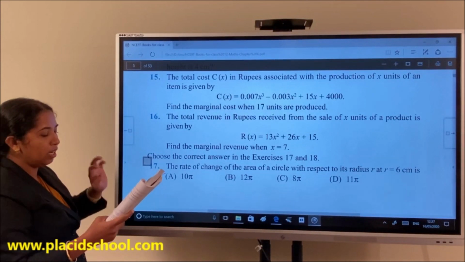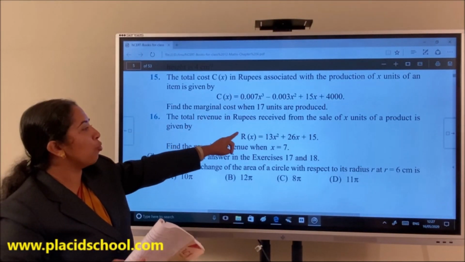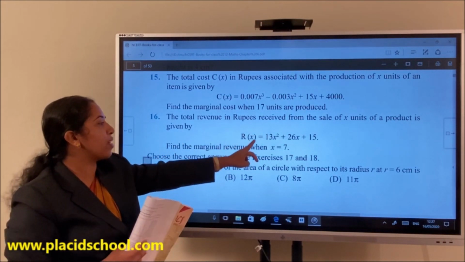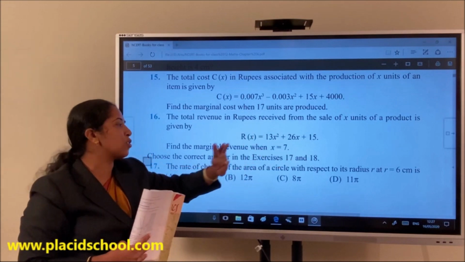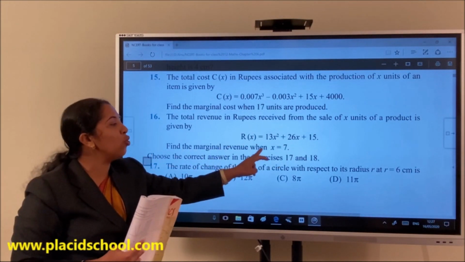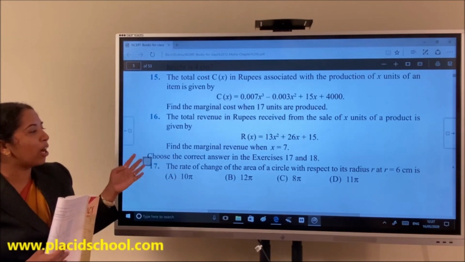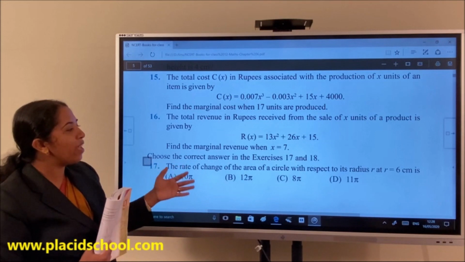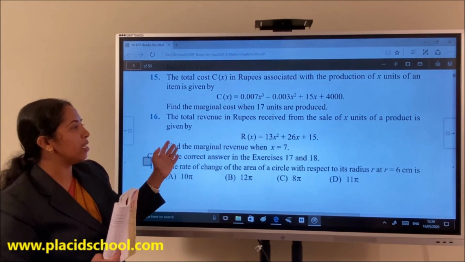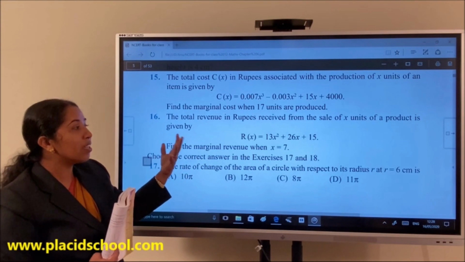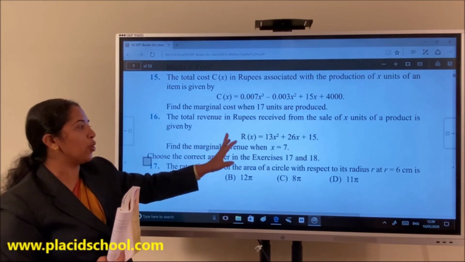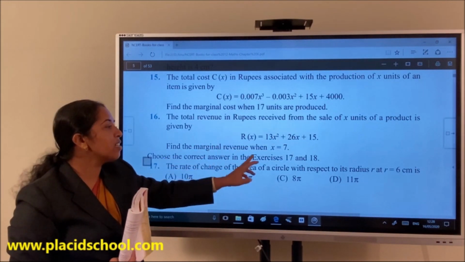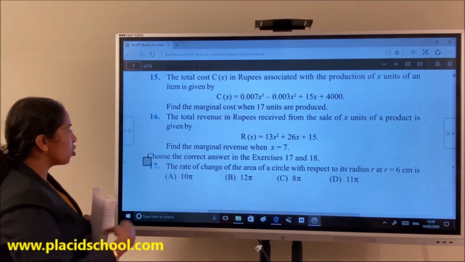Question number 16. The total revenue in rupees received from the sale of x units of a product is given by R of x is equal to 13x square plus 26x plus 15. Find marginal revenue when x is equal to 7. Here also, by marginal revenue we mean the change in total revenue when an additional unit of the commodity is sold. So we just have to find the first derivative and evaluate it for x is equal to 7. So moving on to the answer.